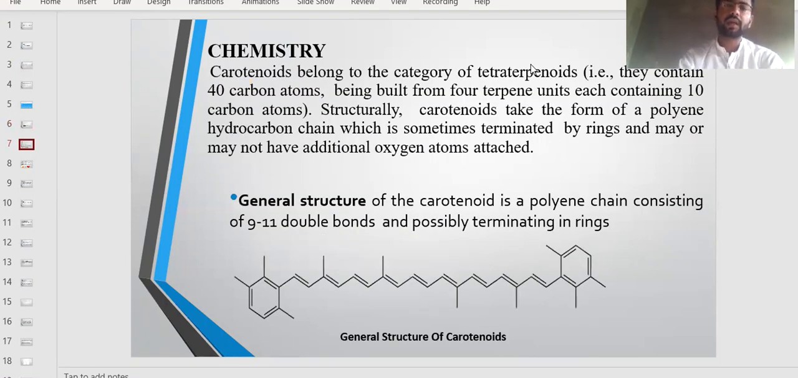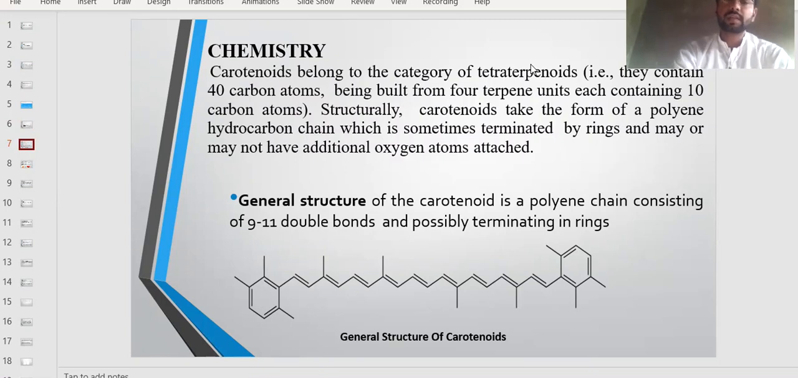Chemistry. Carotenoids belong to the category of tetraterpenoids, containing isoprene units with 40 carbon atoms, built from 4 terpene units, each containing 10 carbon atoms. Structurally, carotenoids take the form of polyene hydrocarbons, which are sometimes terminated by a ring and may or may not have additional oxygen atoms attached to them.